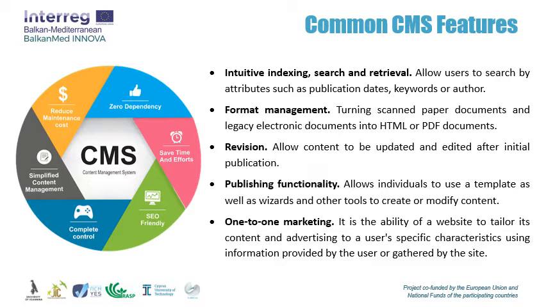Publishing functionality allows individuals to use a template or a set of templates approved by the organization, as well as wizards and other tools to create or modify content. A CMS may also provide tools for one-to-one marketing. One-to-one marketing is the ability of a website to tailor its content and advertising to a user's specific characteristics using information provided by the user or gathered by the site, for instance, a particular user's page sequence pattern. For example, if the user visited a search engine and searched for digital camera, the advertising banners would feature businesses that sell digital cameras instead of businesses that sell garden products.